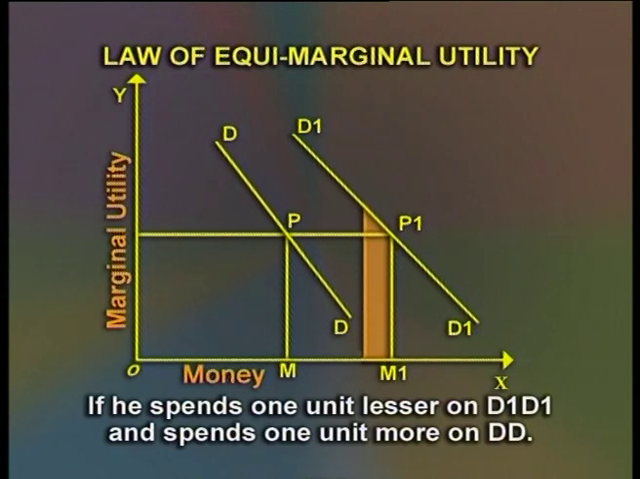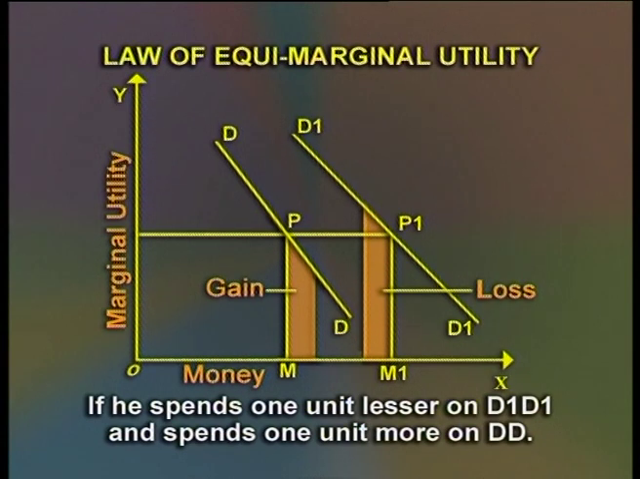For example, if he spends one unit lesser on D1 and spends 1 rupee more on DD, we find that the area below those curves changes. The area under D1 is greater than the area under DD due to the change. In other words, the rectangle and the triangle formed under each of those curves show us that when he spends 1 rupee less on D1, the loss is greater than when he spends more on DD, he has a gain, but the gain is lesser than the loss.